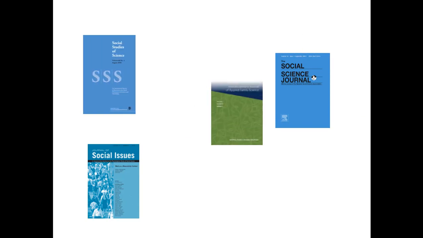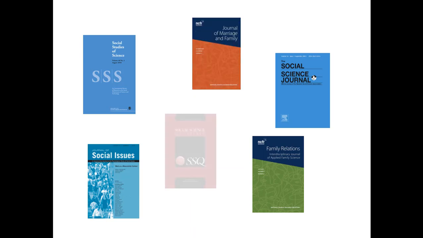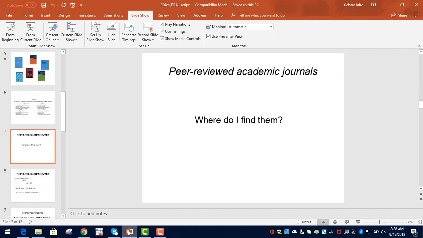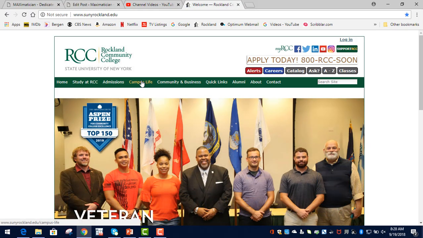So there's lots of journals out there, peer-reviewed journals of all subjects, thousands and thousands of articles. And so how to find them. So what we will do first is go into the library databases on the college website.